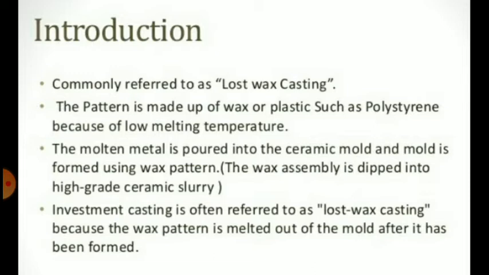In this method, castings are formed by pouring molten metal into mold cavities created by melting out the pattern. After the pattern is melted out, cavities are formed, and in those cavities the molten metal is poured. After cooling and solidification, the mold is broken and the solidified casting is taken out. Since the pattern is made of wax, it is melted out and destroyed, so it is called the lost wax method.